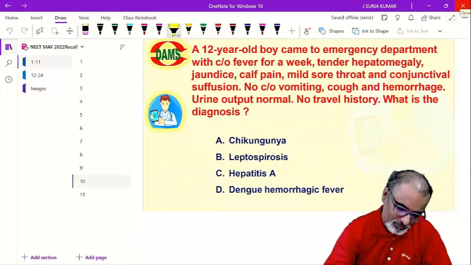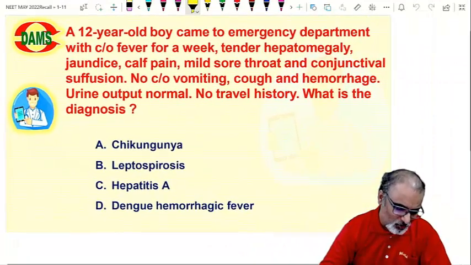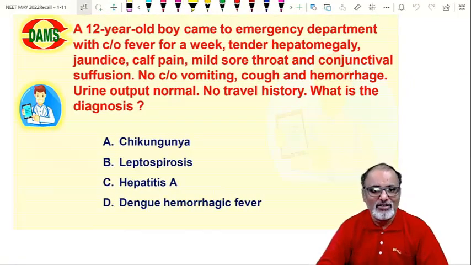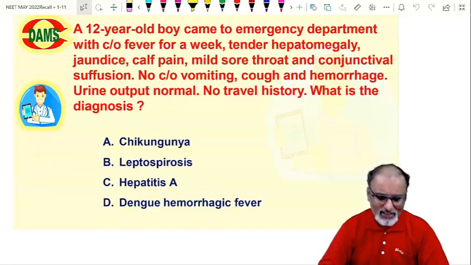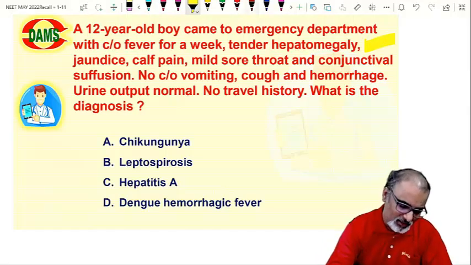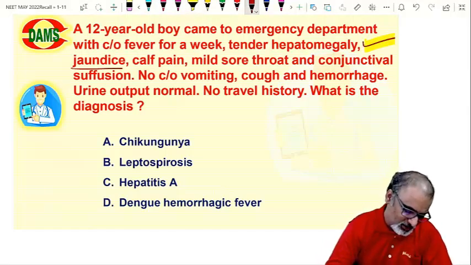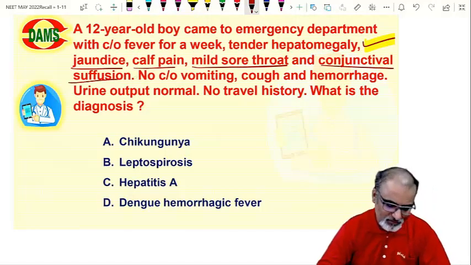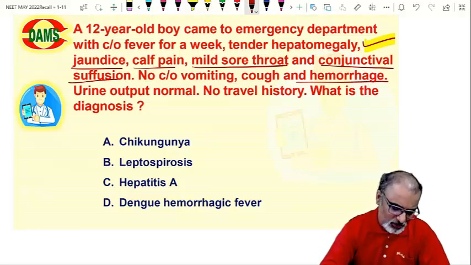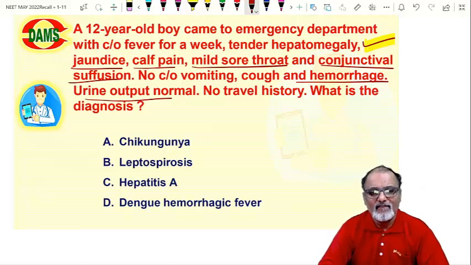Next is a 12-year-old boy who came to the emergency department with complaints of fever for a week, tender hepatomegaly, and also jaundice, hepatitis-like, with calf pain, mild sore throat and conjunctival suffusion. No vomiting, cough or hemorrhage. Urine output is normal. There is no renal failure. No travel history. What is the diagnosis?